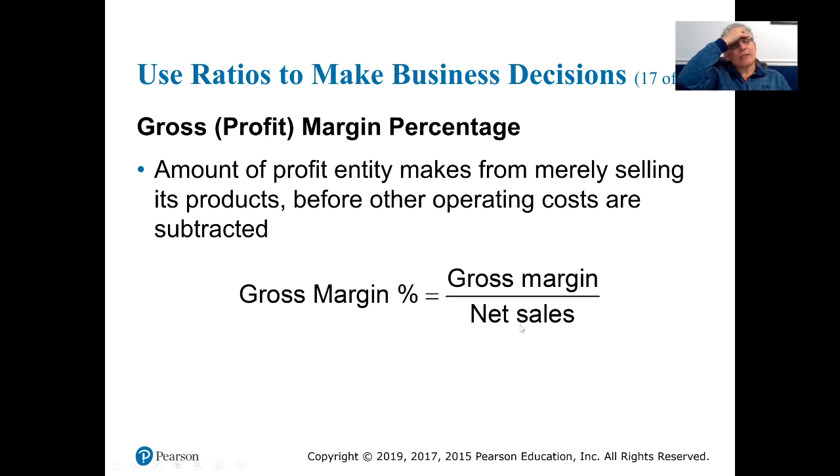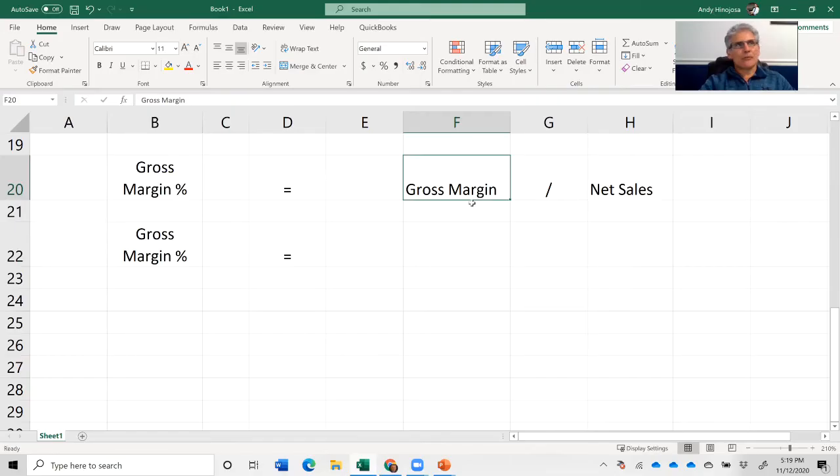The first thing we're looking at is gross profit margin percentage, and this is the amount of profit an entity makes from merely selling its products before other operating costs are subtracted. So the gross margin percentage is equal to the gross margin, this is a dollar amount, divided by net sales. Both of those numbers are going to come from the income statement. Gross margin and net sales.